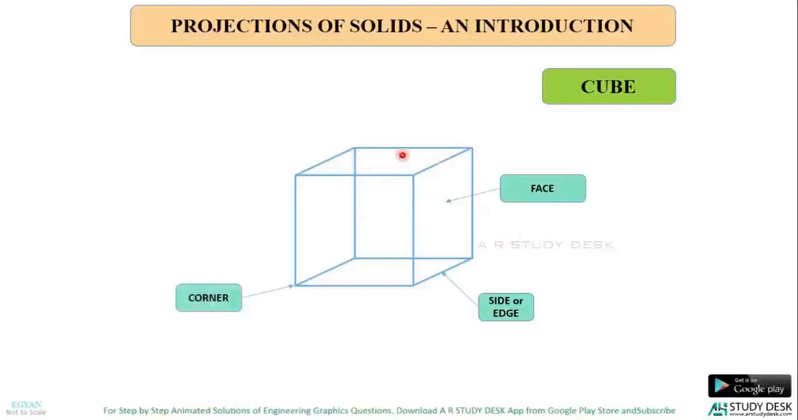Here all these 6 areas are called the faces of the cube, because we can't differentiate between the base, top and face of a cube. Similarly, all these lines are called the sides or the edges of the cube. Hope all the types of solids are now clear to you.